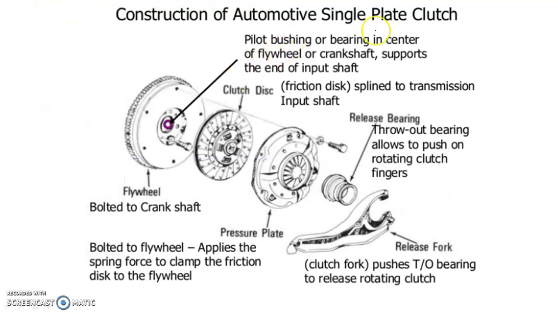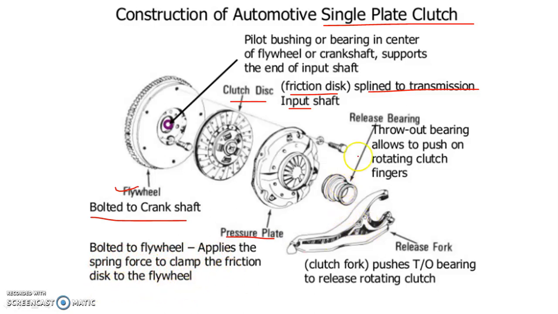This is a construction of automobile single plate clutch. You will see there are three components. Number one is flywheel, which is bolted to the crankshaft. At the center you will see the clutch disc or a friction disc splined to the transmission input shaft, and third component you will see here, pressure plate, which is bolted to the flywheel, applies the spring force to clamp the friction disc to the flywheel.